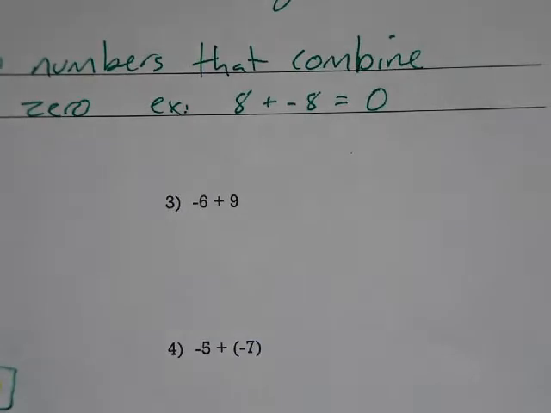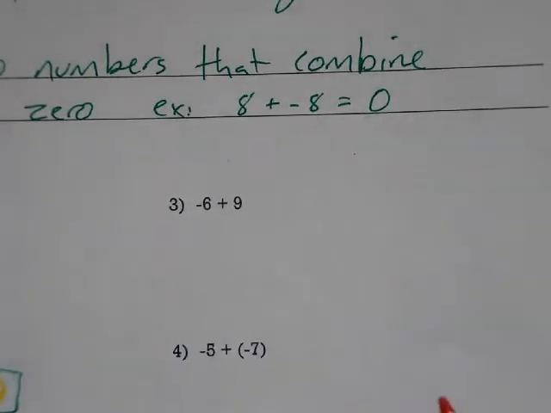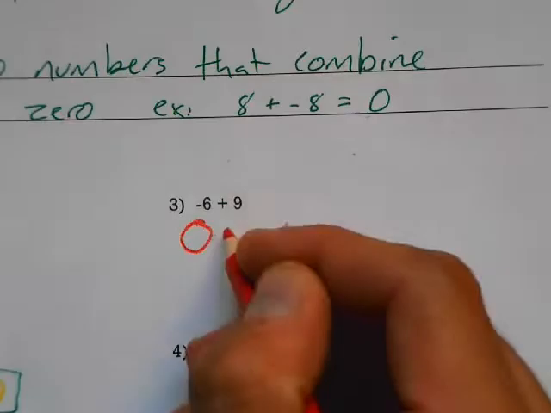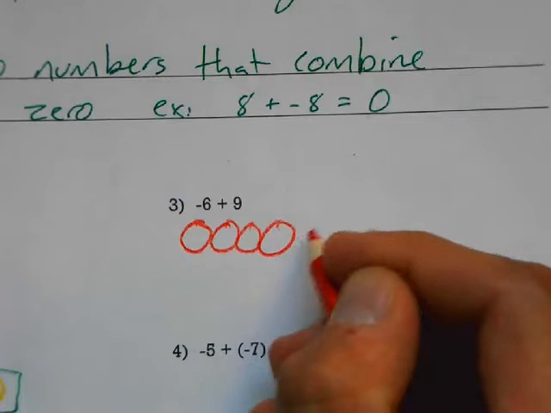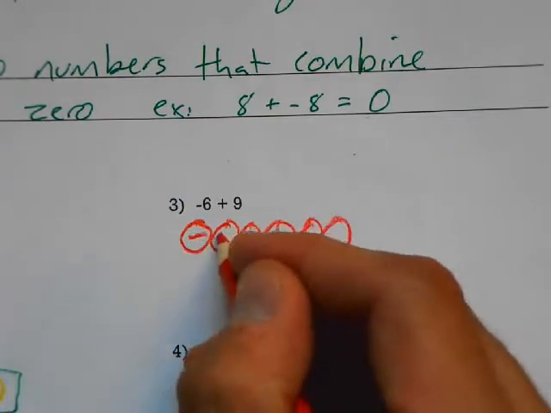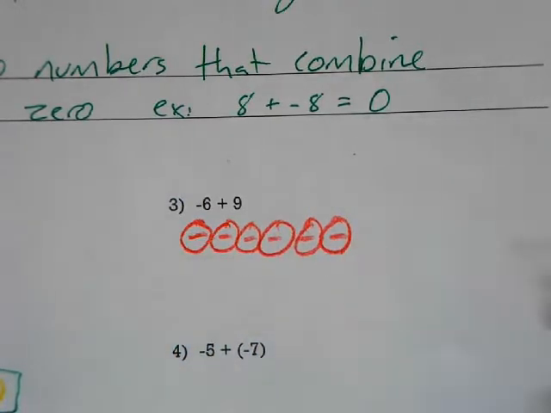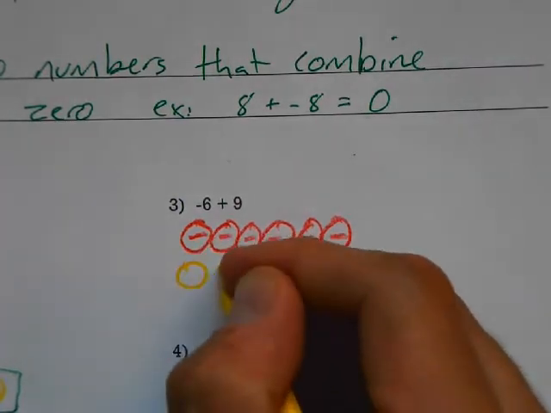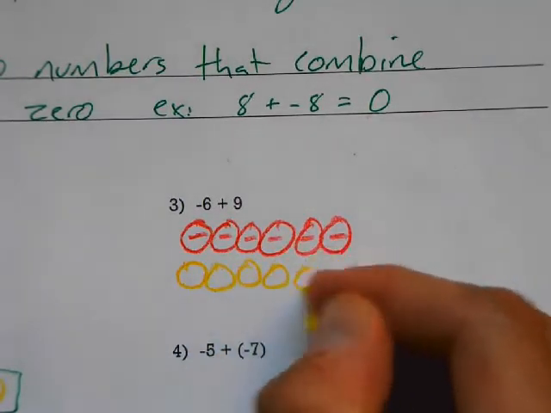Okay, let's try another one. Negative 6 plus 9. This time, we're starting with a negative, but our process is the same. I'm going to draw 6 negatives with my red pencil, putting a negative in each one. And now I'm combining that with 9 positives using my yellow pencil.